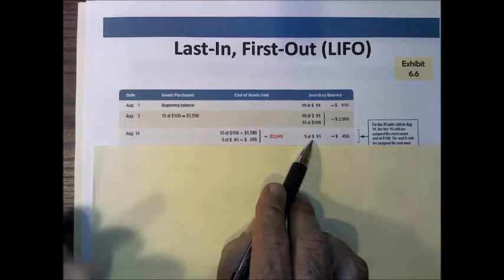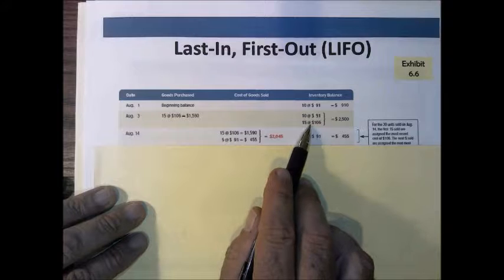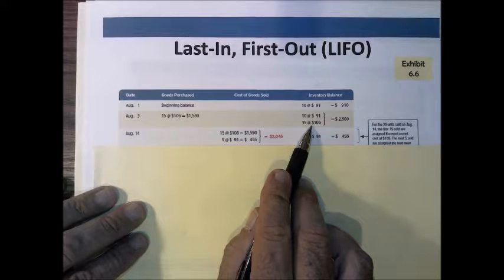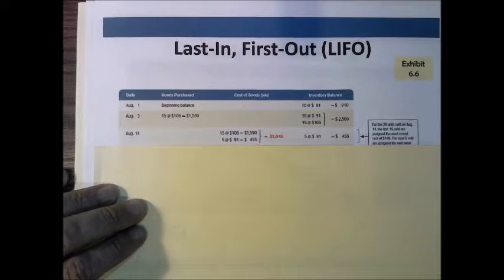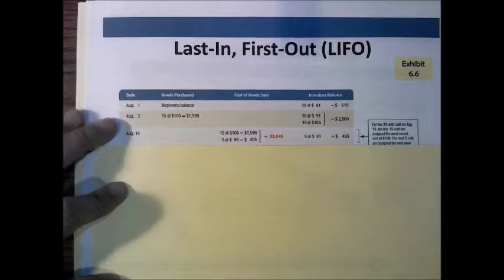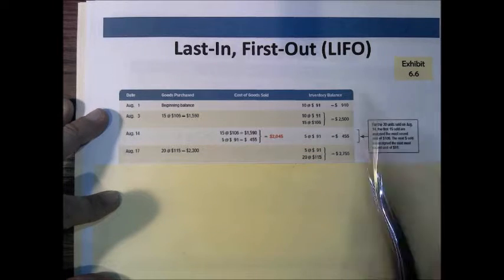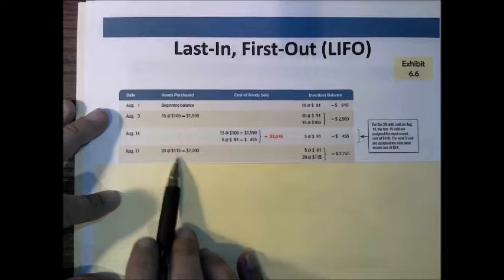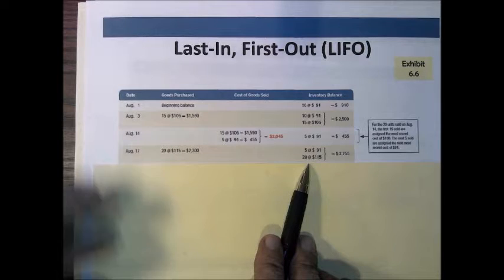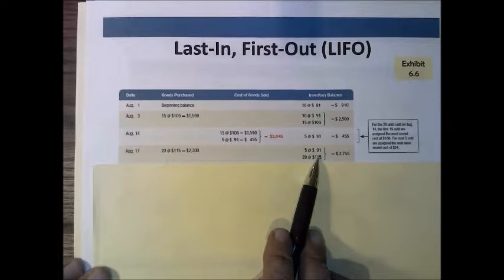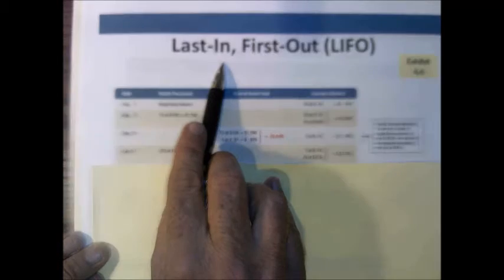Now notice what we did different. When we went to sell things, we started where? At the bottom of the list, right? Bottom of the pile, LIFO, last in, first out, okay? Now, August 17th, I'm going to buy 20 more, and again, we bring down the 5 at 91. The 20 at 115 come underneath because we have to maintain those layers, right? We have to maintain those layers because we're selling how? Last in, first out.